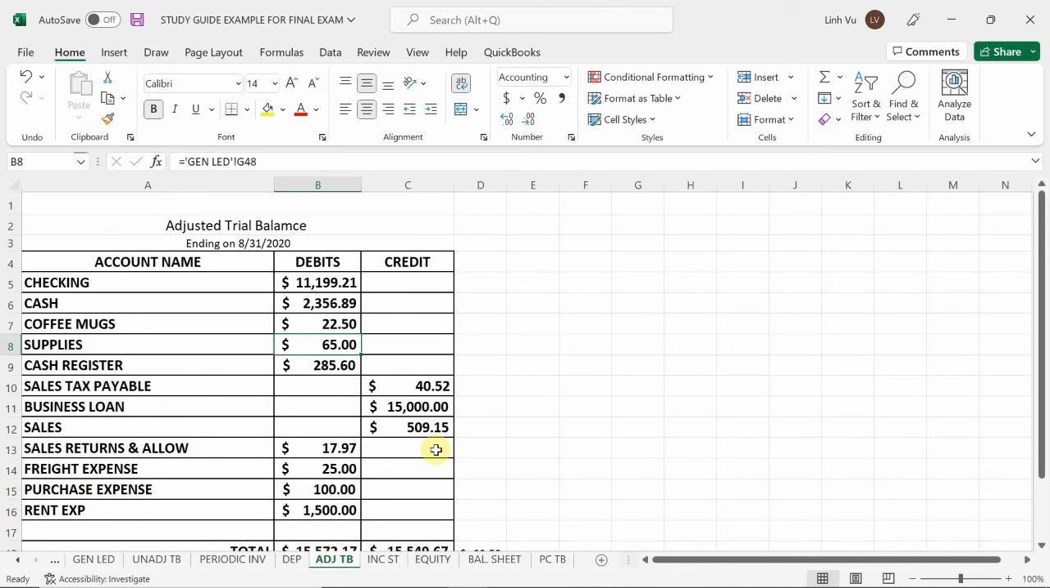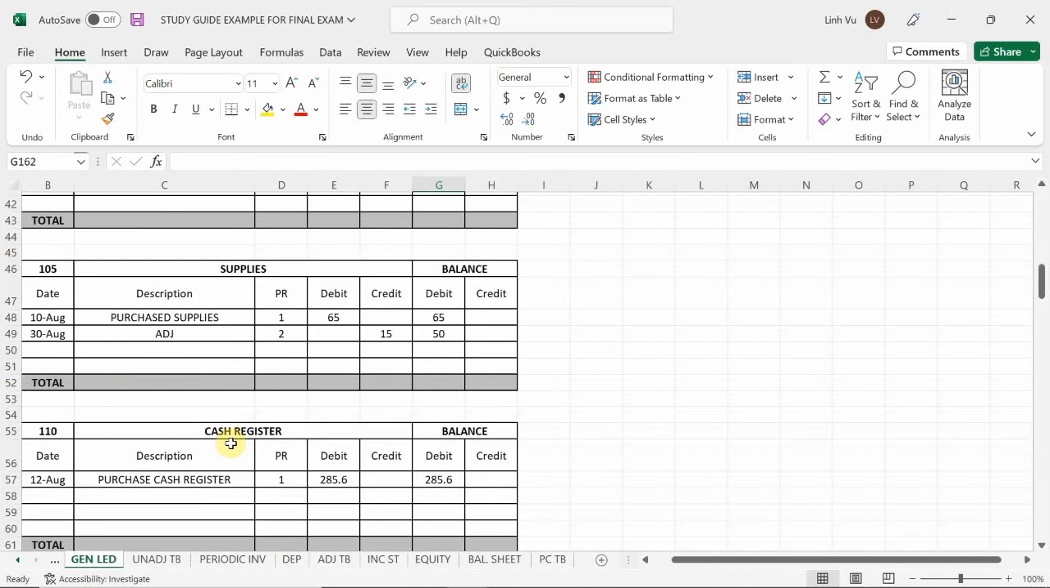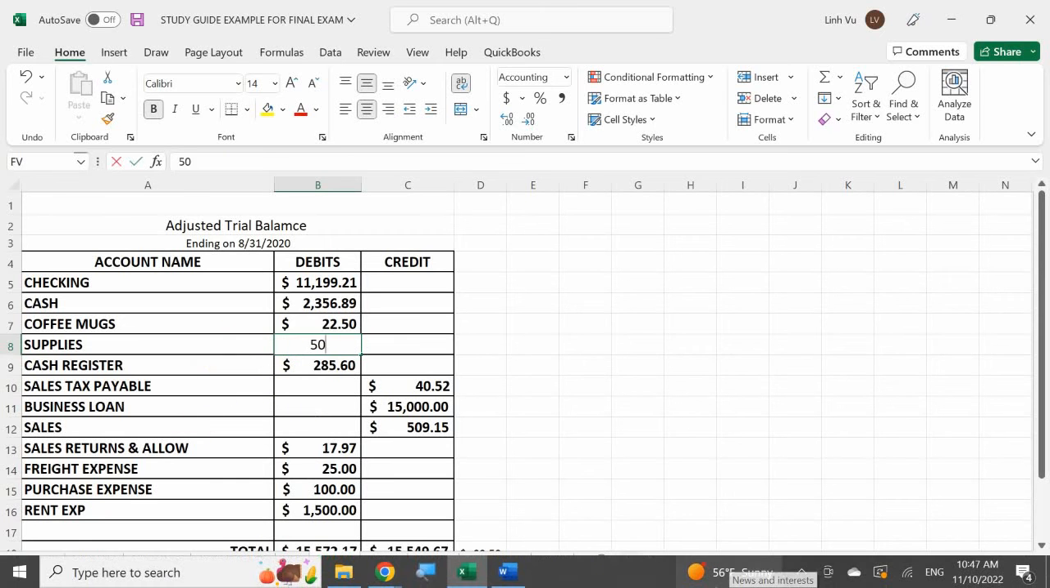What about my supplies? It changed, right? It changed from 65 to 50. So therefore, I need to change this to 50.